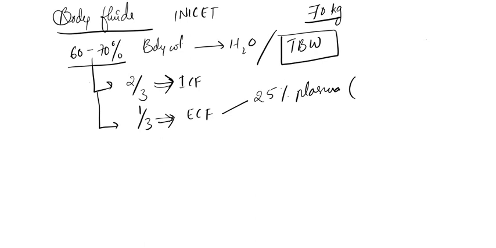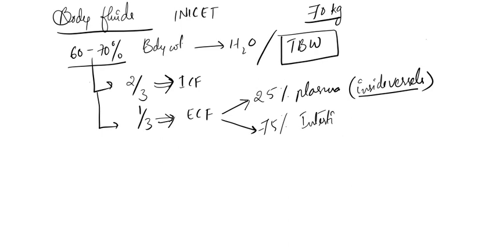What is plasma? Where is plasma present? Plasma is present inside vessels. Don't mistake it, please. Plasma is present inside the vessel. Don't mistake it for interstitial fluid. One of my students was asked where plasma is present, and he simply said, sir, it is present outside the tissue. That's wrong. It's present inside the vessel. Okay. Now you take 25% as plasma, then the rest, 75%, will be interstitial fluid.